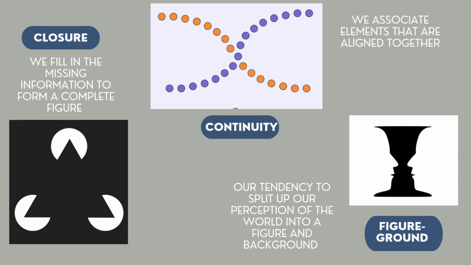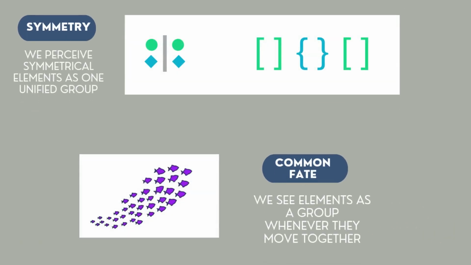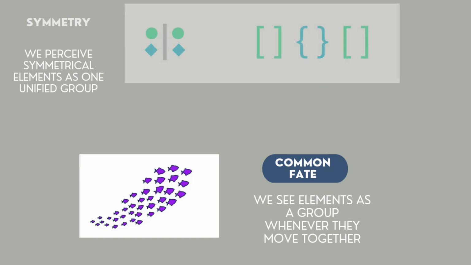Next, we have closure. So this says that we fill in the missing information to form a complete figure. As we can see, these Pac-Man looking circles are making the angles of the triangle. There's no actual triangle drawn in this. And lastly, we have symmetry and common fate. Symmetry means that we perceive symmetrical elements as one unified group, and common fate is that we see elements as a group whenever they move together. Example, when fish are swimming in the same school.